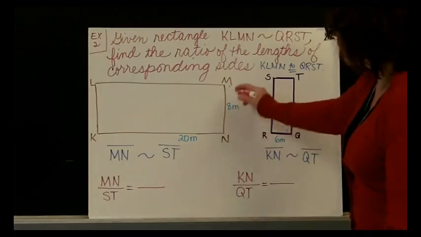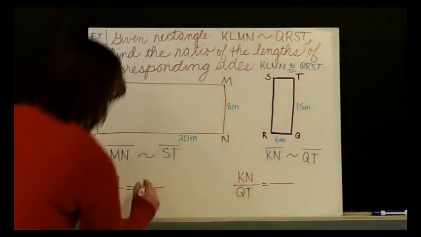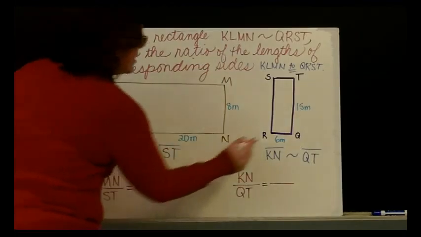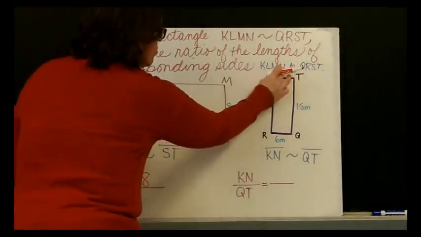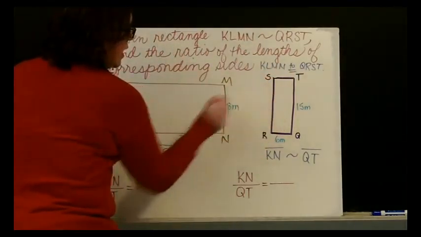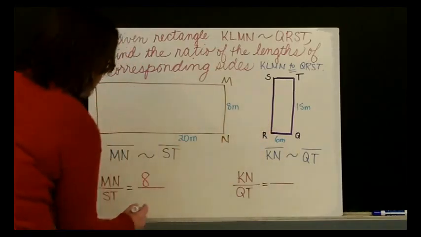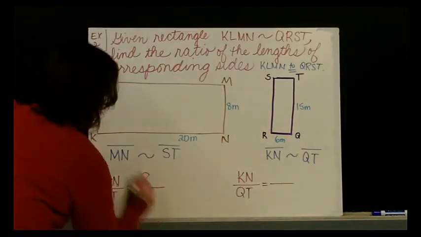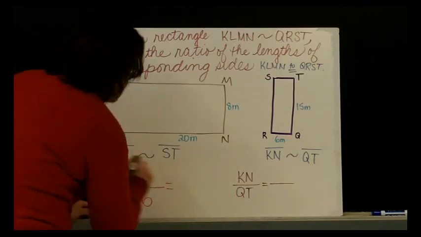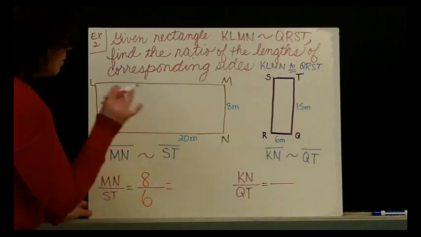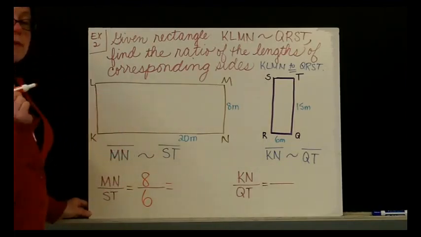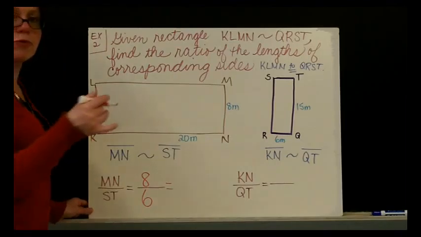MN has a side length of 8 meters. Let me move over here. And side ST. Now, ST is not labeled, but remember, because they're rectangles, we know that opposing sides have the same measurement. So we know that side ST has a measurement of 6 meters. And then, of course, we always have to write it in simplest form, but because we're talking about a ratio, we have to keep it as a fraction, even if it means having it be an improper fraction.